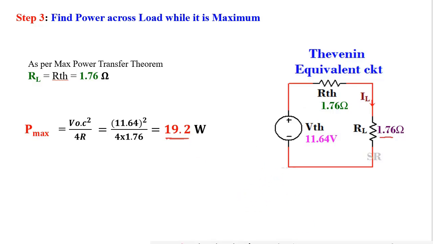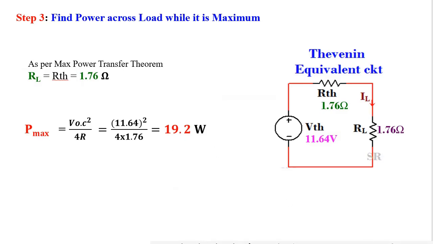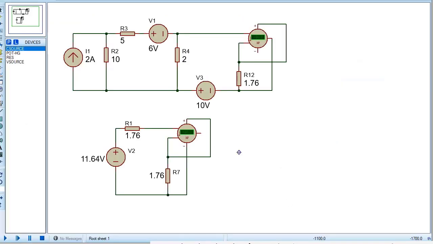Now checking whether my answer is perfect or not. See here in the equivalent circuit, the Thevenin voltage is 11.64 volt, the Thevenin resistance is 1.76 ohm. The load resistance I have used with the same value, 1.76 ohm. In the main circuit also the load resistance is 1.76 ohm. Now if the power at the load in the main circuit and the power at the load in the equivalent circuit are the same and the value is 19.2 watt, then it can be confirmed that my calculation is perfect.